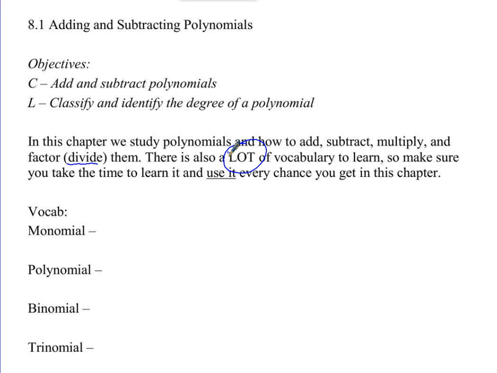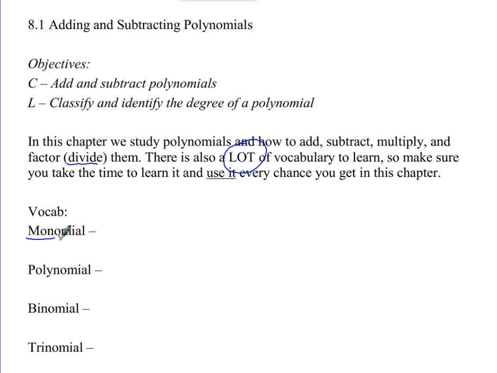So first of all, monomial. Anybody know what a monomial is? You've heard of it. What is it? Well, if you look at the word monomial, it has a prefix in it. What's that prefix that I'm talking about? Mono. What does mono mean? One. Like if you go down to Disney World, there's a monorail because it runs on one rail instead of two like a normal train does. The prefix mono means one.